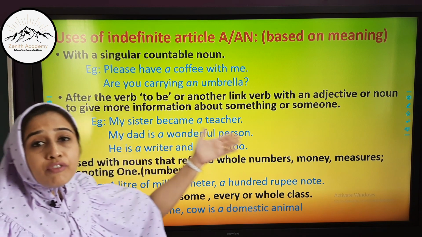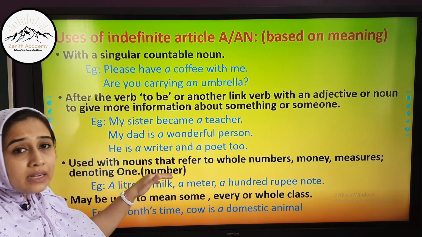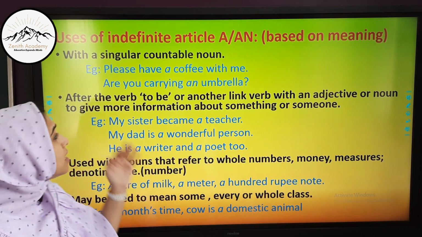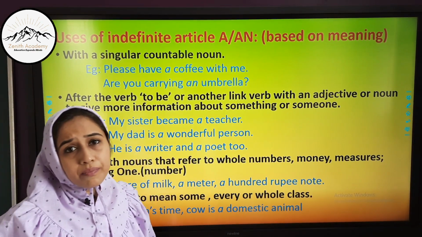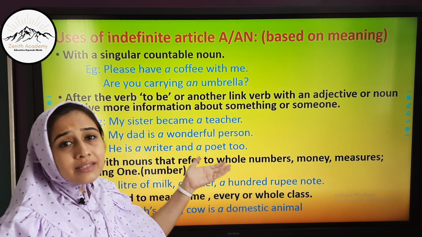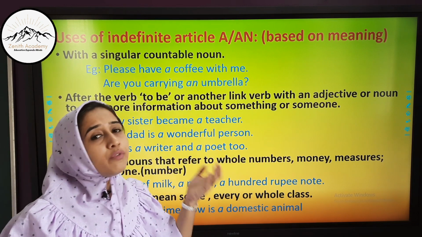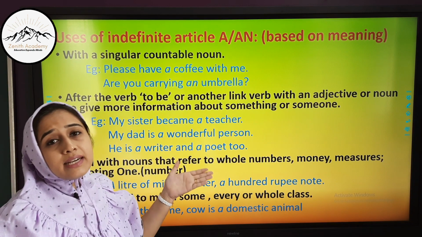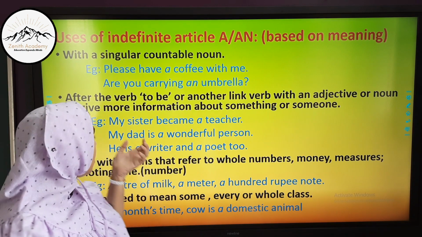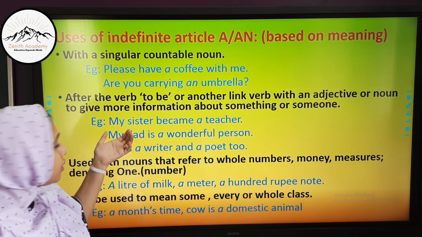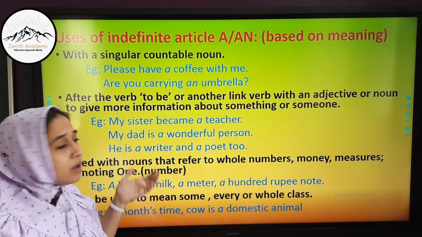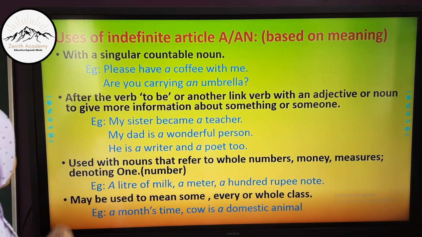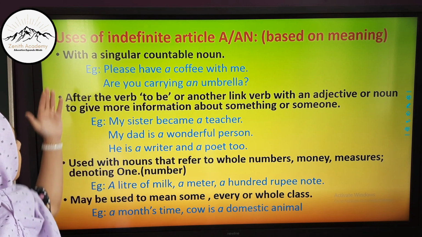My dad is a wonderful person. He is a writer and a poet too. So in all these cases, the article a will be used. Obviously, if these words are starting with vowels, you will use an. Also, all these sentences are providing more information about the noun. Any noun which we use in the beginning of the sentence, we are getting more information about the same noun. Let's move ahead.